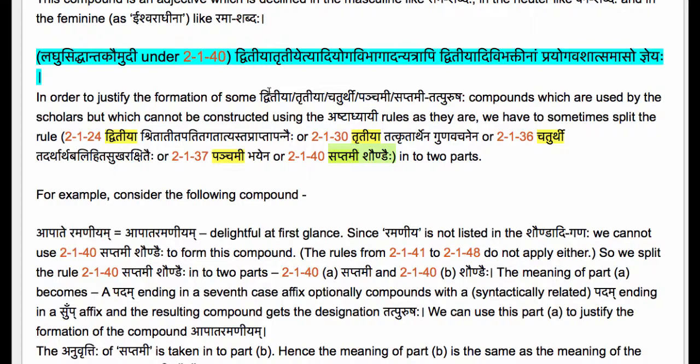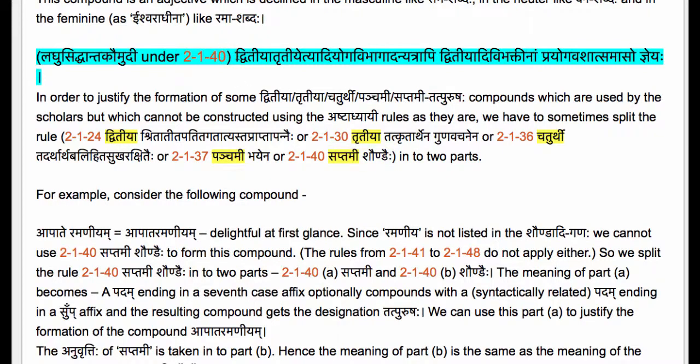Yoga vibhaga is not limited to just compounds. It is used elsewhere also in the Ashtadhyayi to justify usages of scholars which cannot be constructed using the Ashtadhyayi rules as they are. So yoga vibhaga is not something which applies only to compounds. Right now we are studying compounds, so we are looking at the statement from the Laghu Siddhanta Kaumudi which details the application of this technique to justify certain tatpurusha compounds.